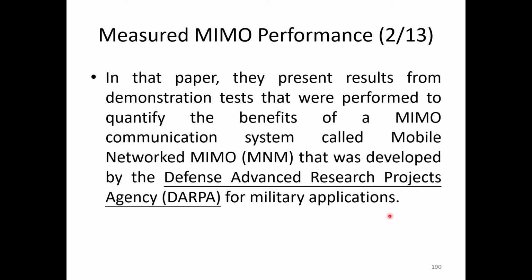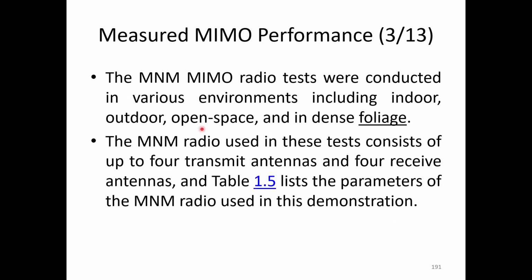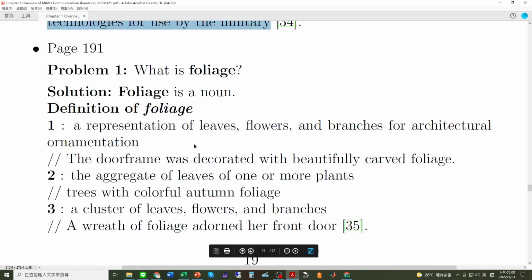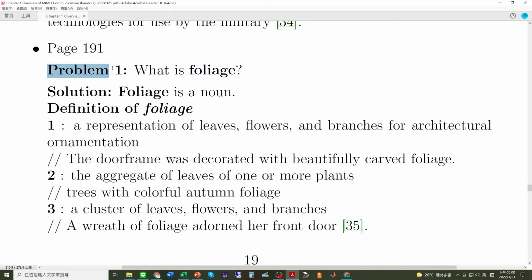DARPA for military applications. The MNM MIMO radio tests were conducted in various environments, including indoor, outdoor, open space, and in dense foliage. Okay, what is foliage? Please see the handout. Page 191, problem 1. What is foliage?